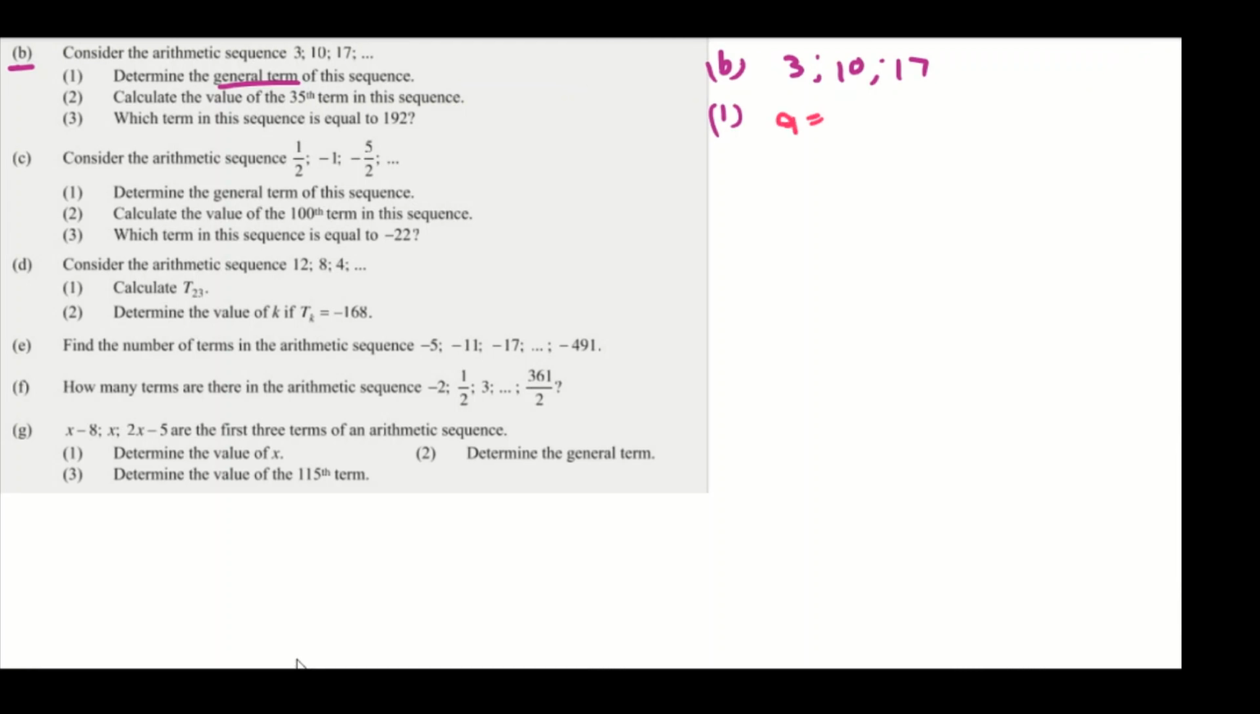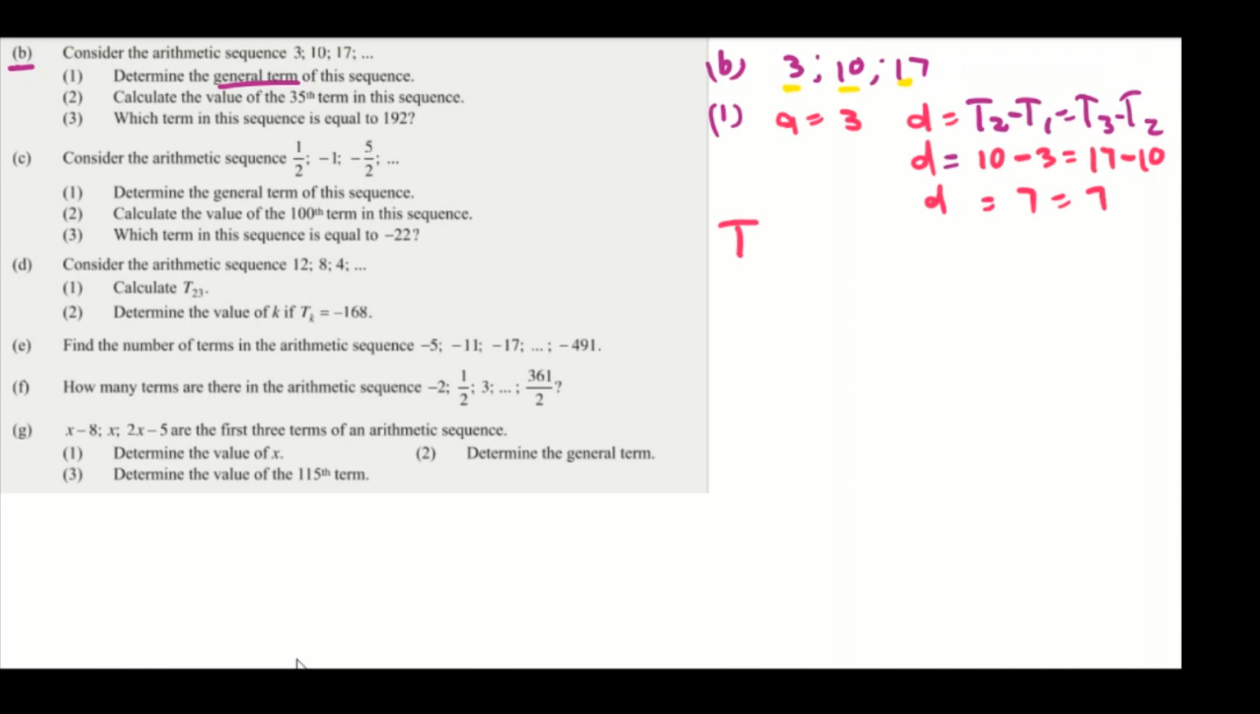Our A value is equal to 3, our D is equal to, so if we say we have term number 1, term number 2, term number 3, we're going to say term number 2 minus term number 1 is equal to term number 3 minus term number 2, of which D is equal to term number 2, which is 10, minus term number 1, which is 3, equals term number 3, which is 17, minus 10, and then our D is equal to 7, so it's constant throughout.